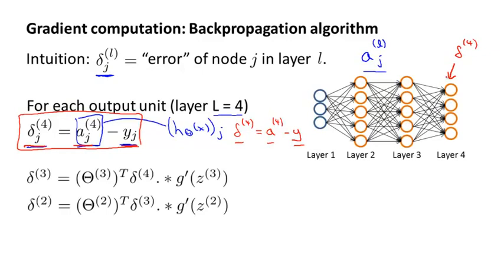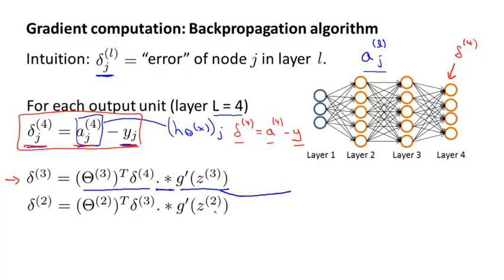What we do next is compute the delta terms for the earlier layers in our network. Here's the formula for computing delta3. Delta3 is equal to theta3 transpose times delta4, and this dot times is the element-wise multiplication operation that we know from MATLAB. So theta3 transpose delta4, that's a vector. g prime of z3, that's also a vector. And so dot times is an element-wise multiplication between these two vectors.